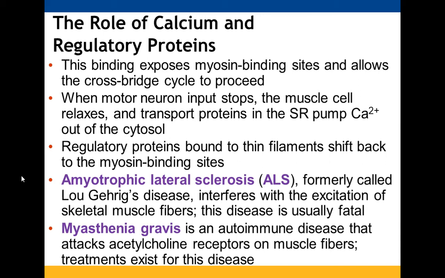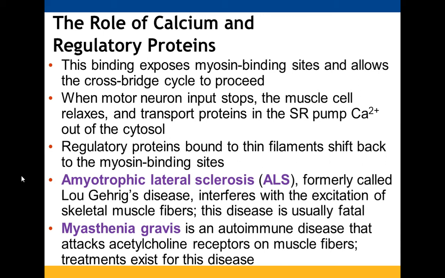When the motor neuron input stops and you're not having those action potentials anymore, the muscle cell relaxes. Transport proteins will get calcium out of the cytoplasm and back into the sarcoplasmic reticulum. The proteins that were bound to the thin filament will shift back and block the myosin binding sites so that contraction no longer takes place.